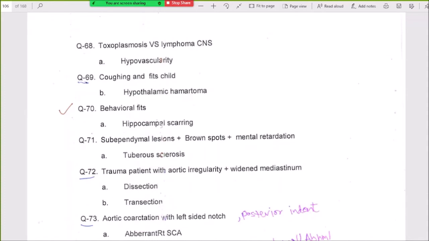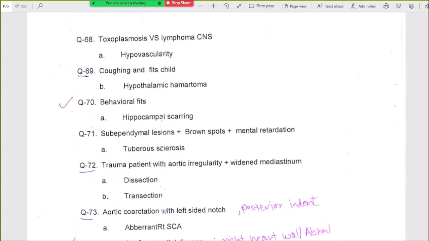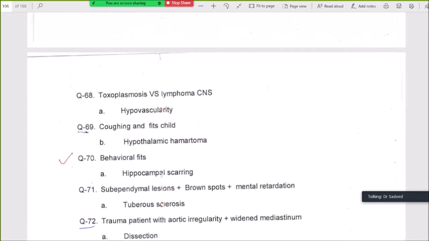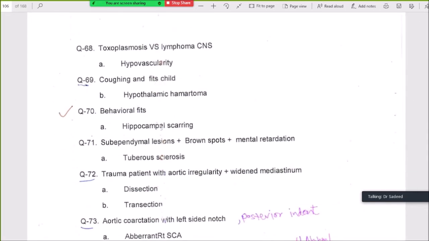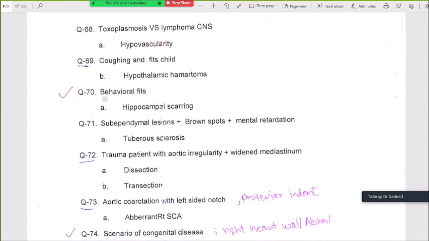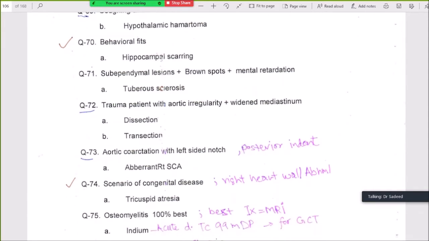Question 68. Toxoplasmosis versus lymphoma in the CNS, hyperdensity is seen in toxoplasmosis. 69. Laughing fits in a child, hypothalamic hamartoma. 70. Behavioral fits show hippocampal sclerosis. Question 71. Subependymal lesion plus brown spots plus mental retardation seen in tuberous sclerosis.